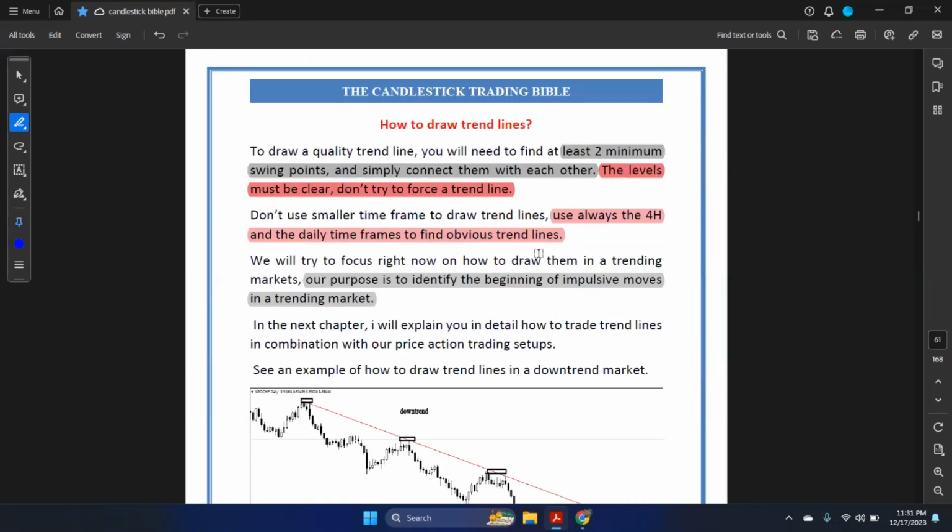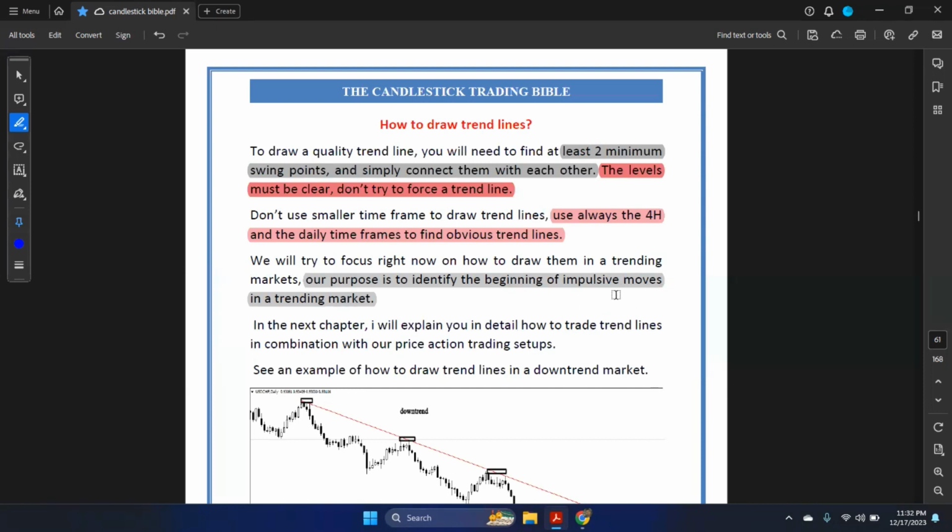So, how to draw trend lines? To draw a quality trend line, you will need to find at least two minimum swing points and simply connect them with each other. The levels must be clear. Don't try to force a trend line. Don't use smaller time frames to draw trend lines. Always use the 4-hour and the daily time frames to find obvious trend lines.